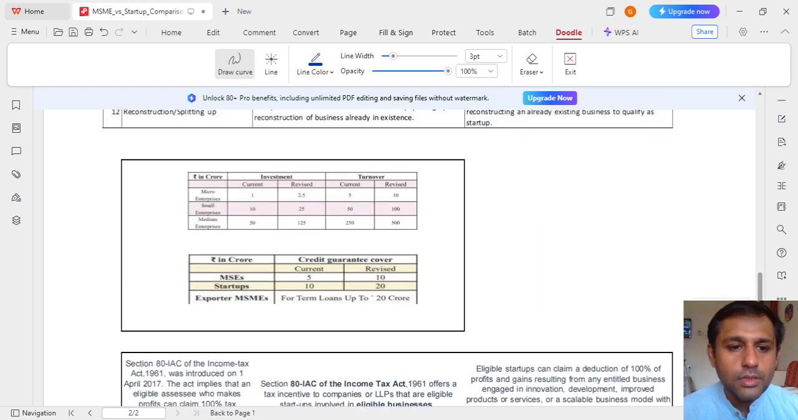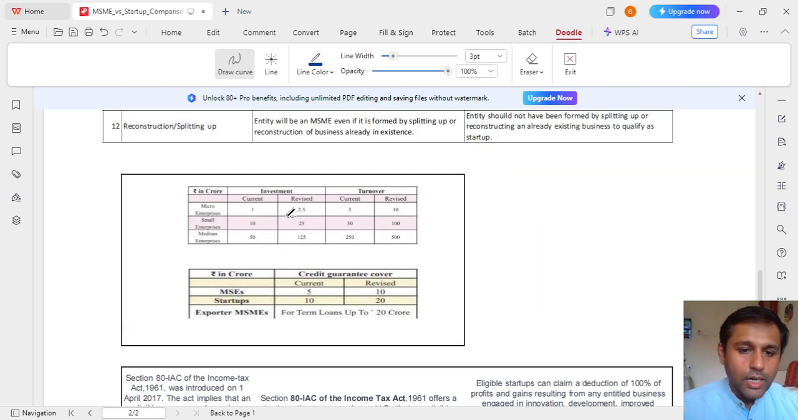As you can see in this table, earlier the limits were that for micro enterprises investment is 1 crore, for small 10 crore, for medium enterprise 50 crore. That is the maximum. But now this stands revised to 125. Whereas turnover is 5, 50, 250 for micro, small and medium respectively, which has been further revised in this budget 2025. So we need to know that now the maximum revised limit for investment is 125 and turnover is 500 crore rupees.